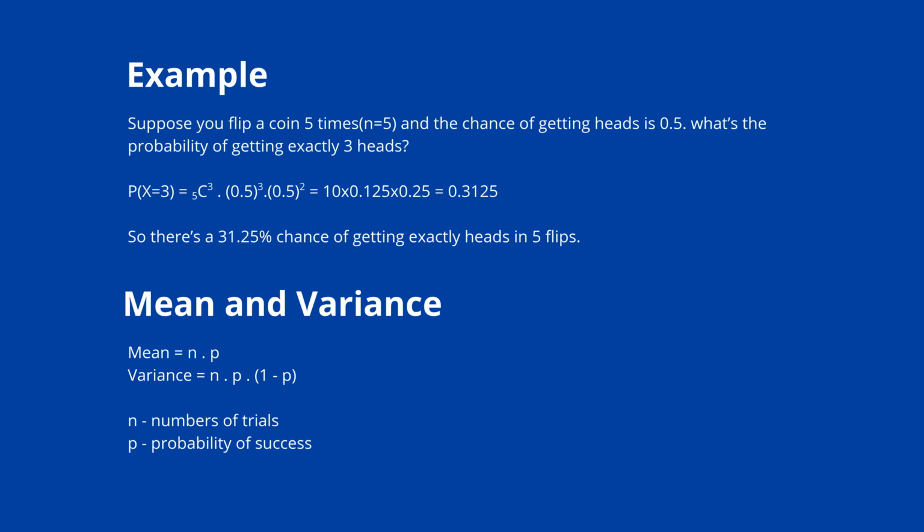So here n is 5, k is 3, and the probability p is equal to 0.5. After adding all these values into the formula, we get 0.3125, so there is a 31.25% chance of getting exactly 3 heads in 5 flips. This is how you can calculate the mean and variance. This is a simple formula to calculate the mean and variance for the binomial distribution.